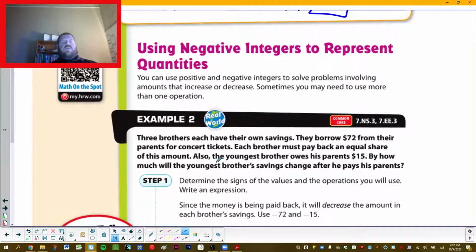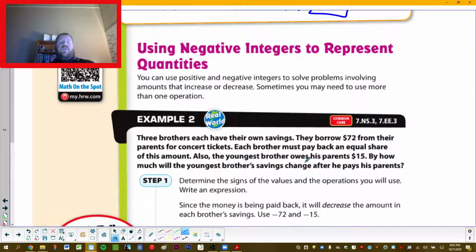It says 3 brothers each have their own savings. They borrow $72 from their parents for concert tickets. I don't know if they each borrow 72, but we'll have to see. Oh, I don't think so, because each brother must pay back an equal share of that $72.